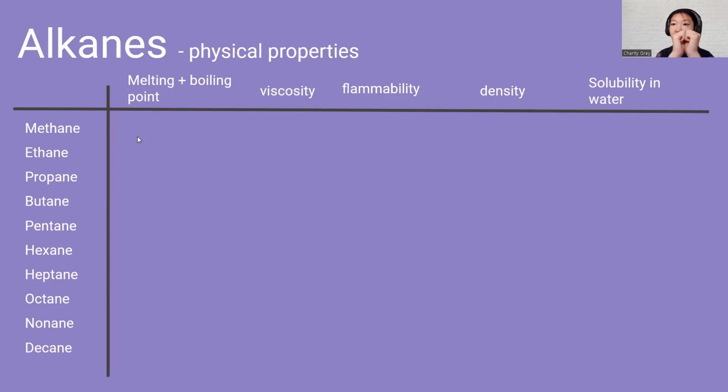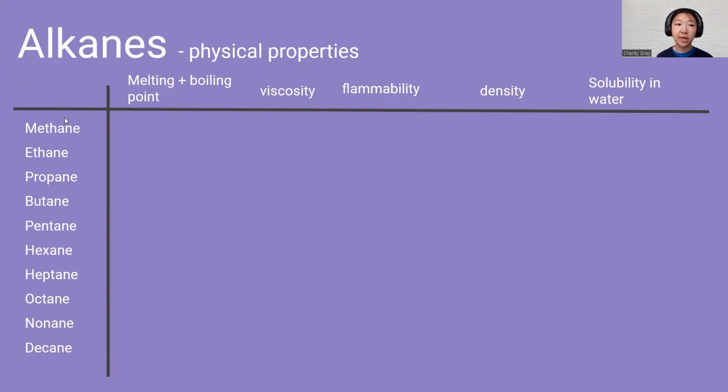And if things stick together easier, that means it's going to be harder for them to move around each other. Also, because they are bigger, it's going to be harder for them to move around each other. When we're talking about melting and boiling points, we are talking about the states of matter. We are talking about whether they are a solid, a liquid, or a gas.